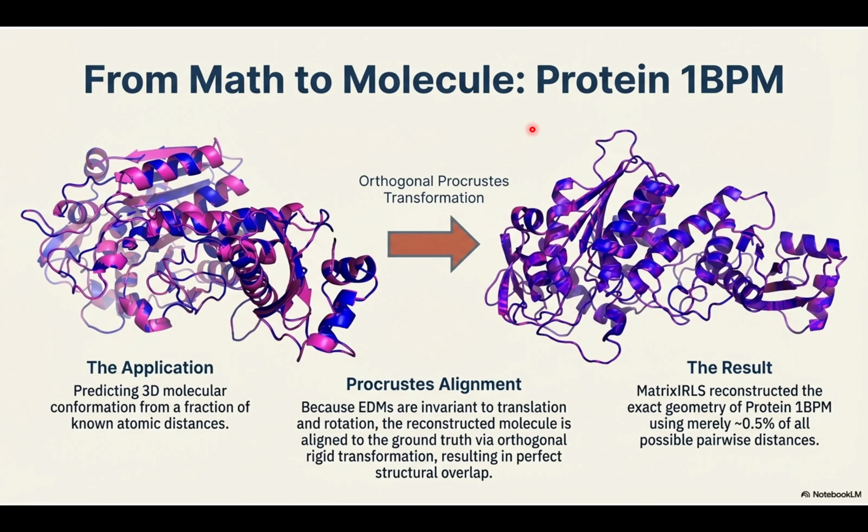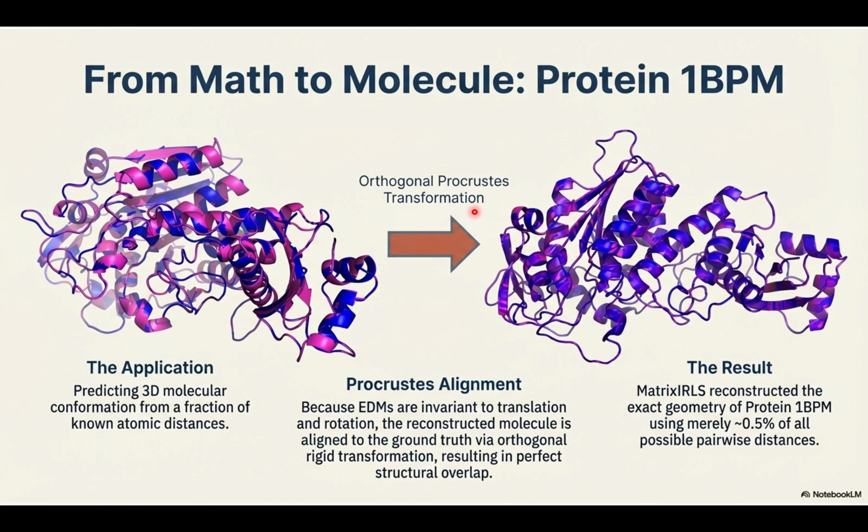Okay, wait. I know Procrustes is from Greek mythology, the blacksmith who stretched or cut off people's legs to make them fit his iron bed. Yeah, it's a bit grim. Right. So what is an orthogonal Procrustes transformation doing to a protein? Well, it's just a method of comparing two shapes.